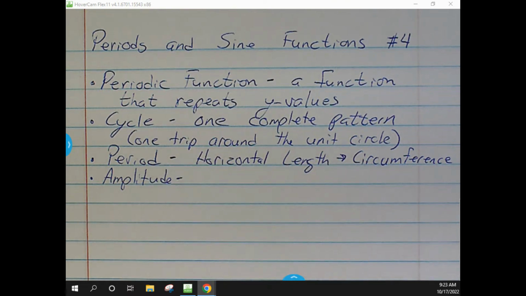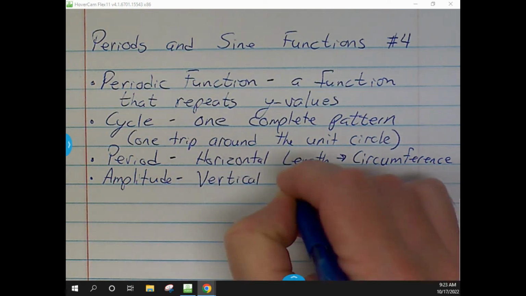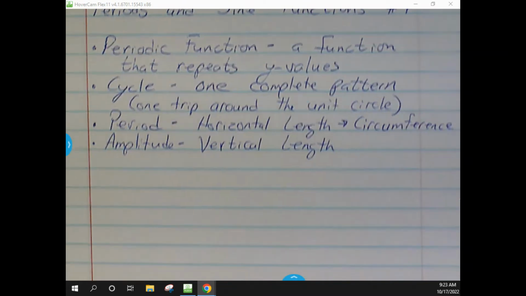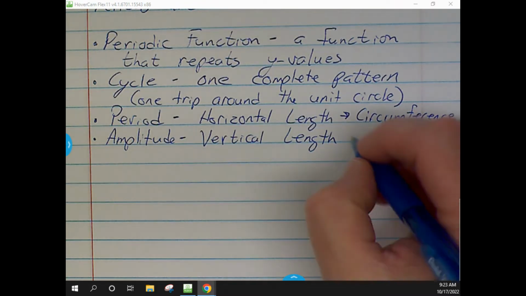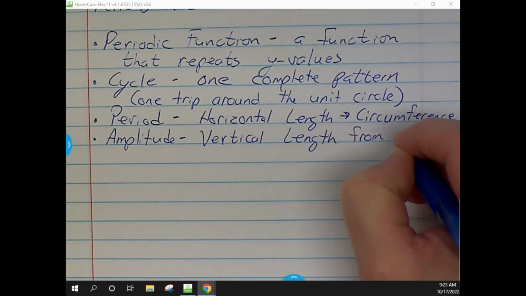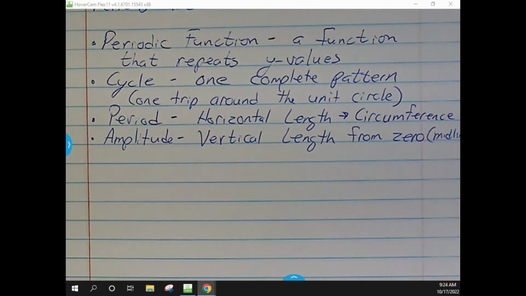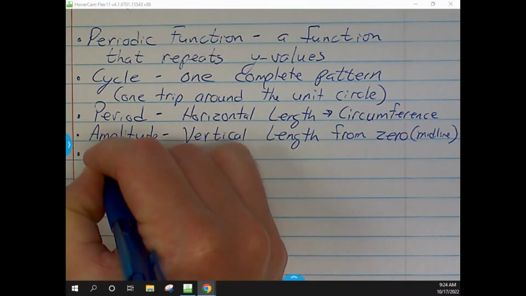All right, amplitude. That's your vertical length. Most of the time when I talk about the amplitude, they may talk about it being from 0. They may also talk about it being from the midline, depending on the problem and depending on how far you stretch this thing out. We haven't talked about midline yet. And then the last thing that they may talk about is the midline.